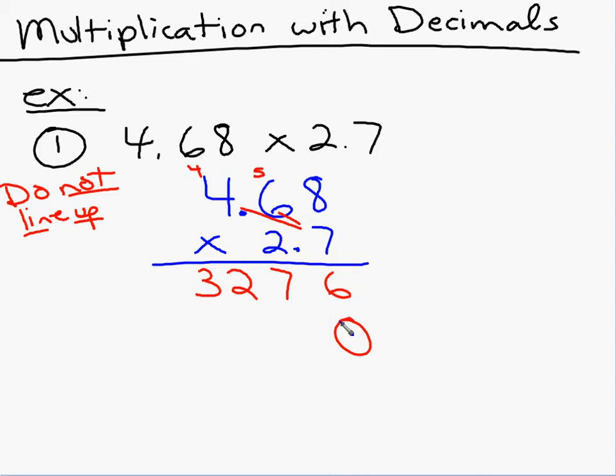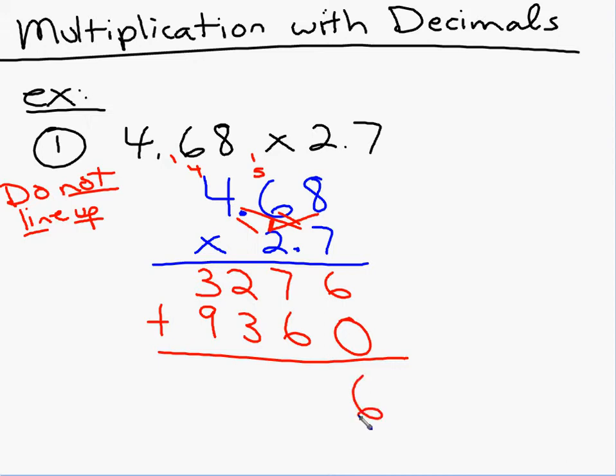Now I'm going to multiply everything by the 2. So 2 times 8 is 16, carry a 1. 2 times 6 is 12, plus 1 is 13, carry a 1. 2 times 4 is 8, plus 1 is 9. We still add just like before. 6, 7 and 6 is 13, carry a 1. 3 and 3 is 6, 9 and 3 is 12.